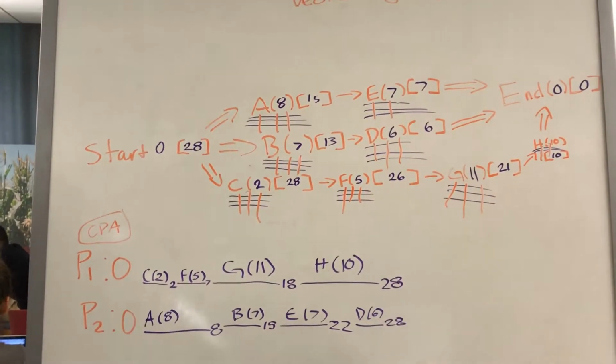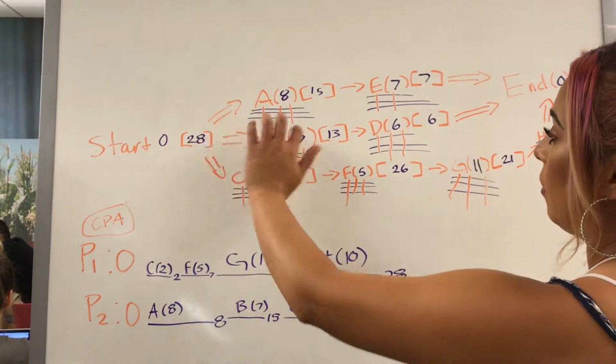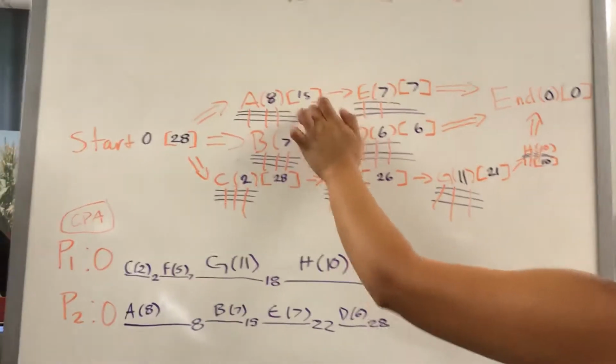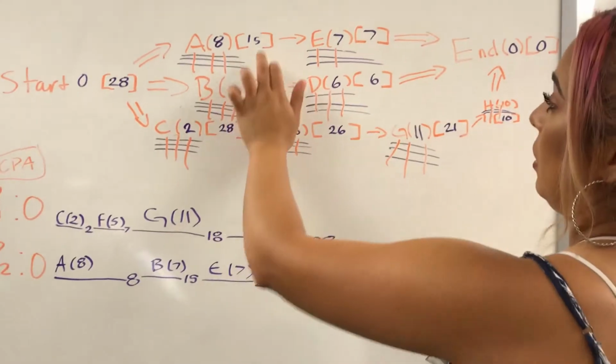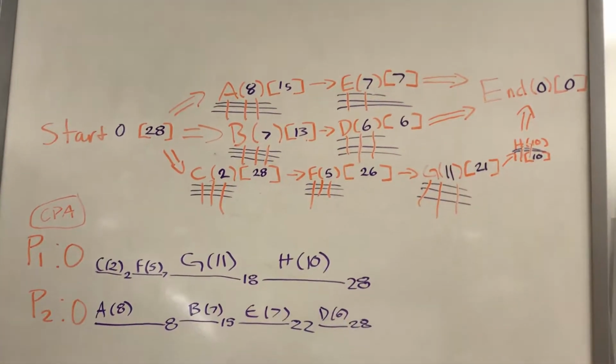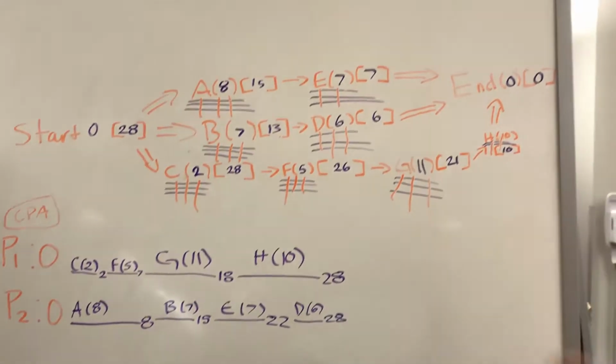And then the start one, since it has multiple arrows going from it, you pick the highest one. So 28 is higher than 13 and 15, so 28 gets to be in these brackets. And now you have your priorities to start your actual path.